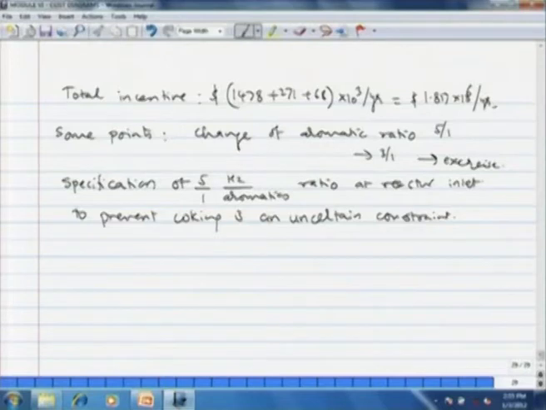Now, we shall see one more process alternative which can be evaluated using the cost diagram, that is the change of hydrogen to aromatics ratio from 5:1 to some lower value, that will help us reduce the cost of hydrogen. Now, why 5:1? The specification of 5:1 H2 aromatics ratio at reactor inlet is an uncertain constraint. It appears that the chemist has done numerous experiments and has, by trial and error, found out that at 5:1 the coking is prevented. So, he has recommended the ratio 5:1.